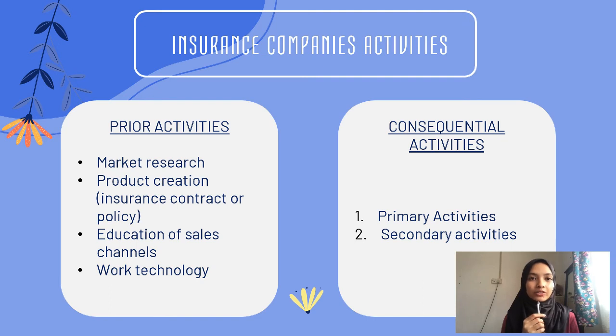In an insurance company, activities can be divided into prior activities, which means those activities that precede the making of the product, and consequential activities, which means activities that follow after the product is made. Prior activities include market research, product creation, for instance an insurance contract or policy, which includes coverage, premium, conditions, provisions, education of sales channels, and more. On the other hand, consequential activities can be divided into primary and secondary activities. Primary activities refer to the cost of making the insurance policy and distribution or agent provisions. Secondary activities are claim inception, claim estimation, processing claims, claim settlement, and legal actions.